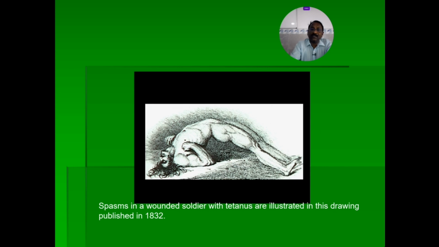See the picture here. This is the opisthotonus. The bow body, with hyperextension of the neck and trunk muscles, and then the lower limbs. A typical picture, almost like a spot diagnosis of generalized tetanus.